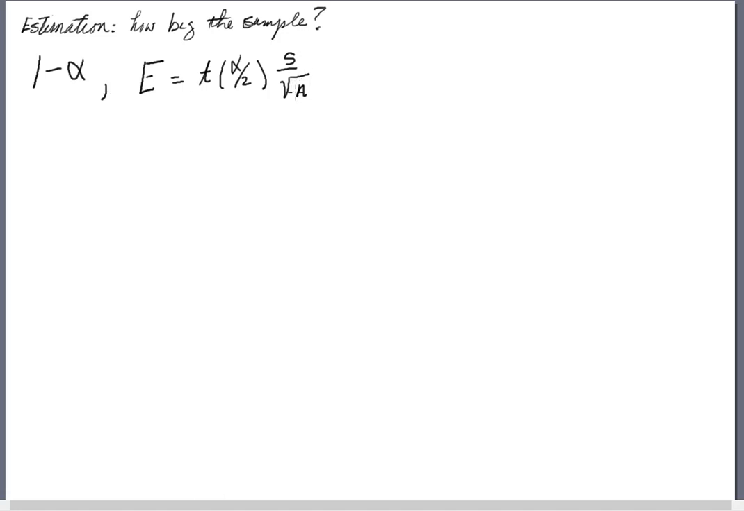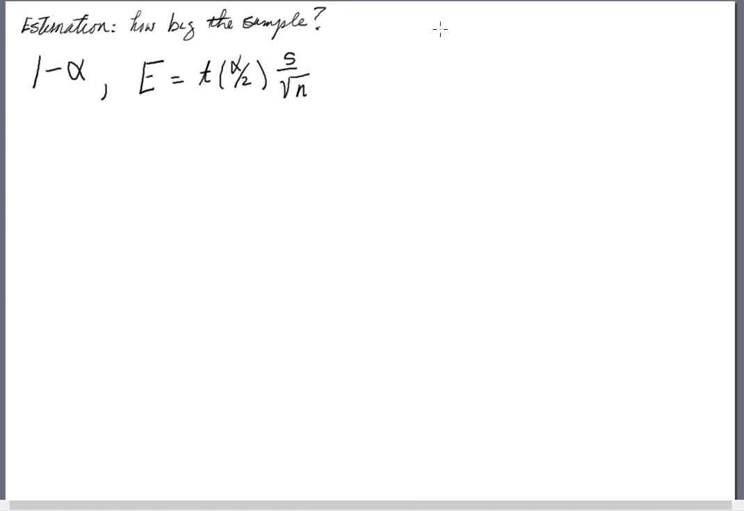Now notice that n appears in E. If we made n bigger, then the square root of n would be bigger, and so this ratio would get smaller. Once we set alpha, t alpha by 2 is a constant. So if I've got a constant here and I'm dividing by a quantity that I can make bigger by just picking a bigger n, the net effect would be a more precise estimate. That is, E would become smaller. E is the margin of error. I would have less margin of error.